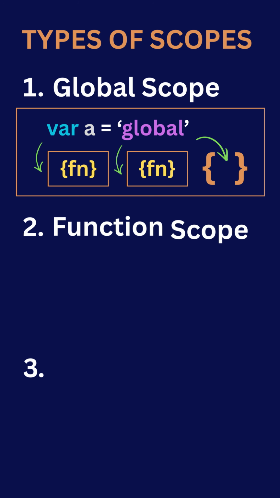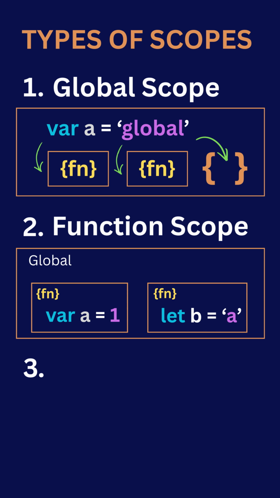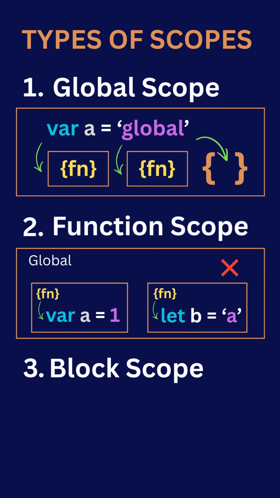Number two, function scopes. Variables declared within a particular function using var, let, or const are only accessible inside that function. They cannot be accessed from anywhere outside of that particular function. That's function scope. And number three, block scope, which is particularly an ES6 feature.